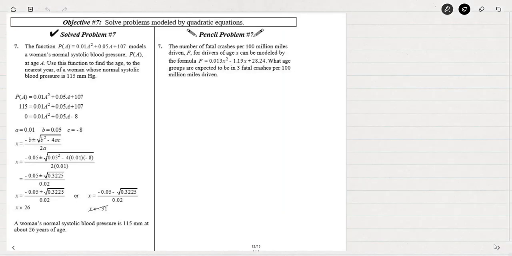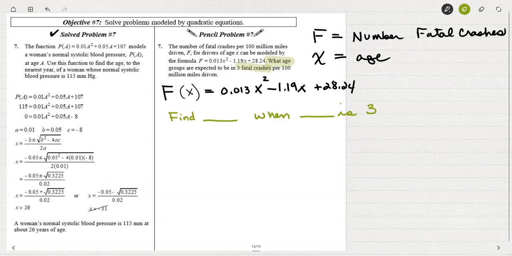Well, that brings us to one example, an application problem we could model with a quadratic equation. To save some time on the video, I've written in some of the work here and did a highlight. What we're doing here is we've got this formula, the number of fatal crashes, F, for drivers of age X are modeled with this formula.